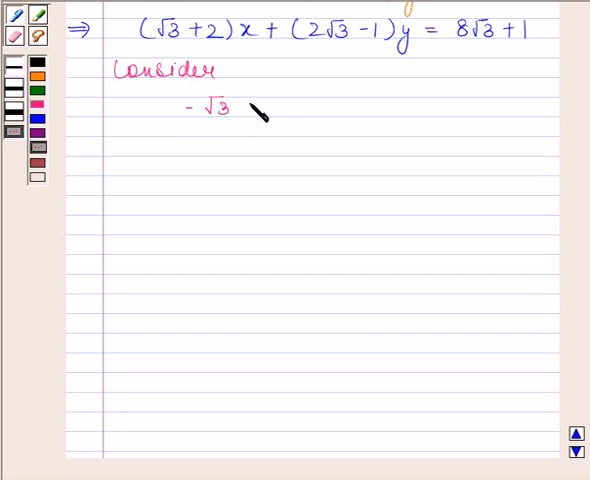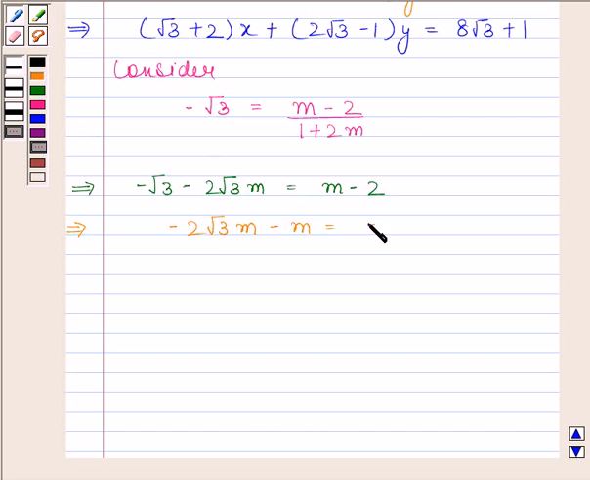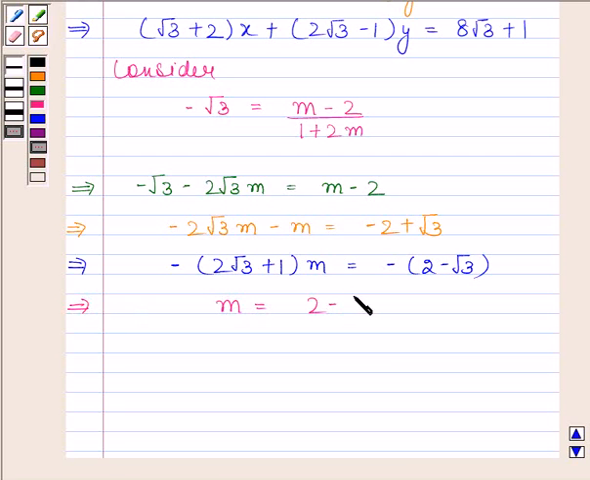minus root 3 is equal to (n minus 2) upon (1 plus 2n). Now this implies minus root 3 minus 2 root 3 n is equal to n minus 2. This implies minus 2 root 3 n minus n is equal to minus 2 plus root 3. This implies (minus 2 root 3 plus 1) into n is equal to minus into (2 minus root 3). And this implies m is equal to (2 minus root 3) upon (2 root 3 plus 1).